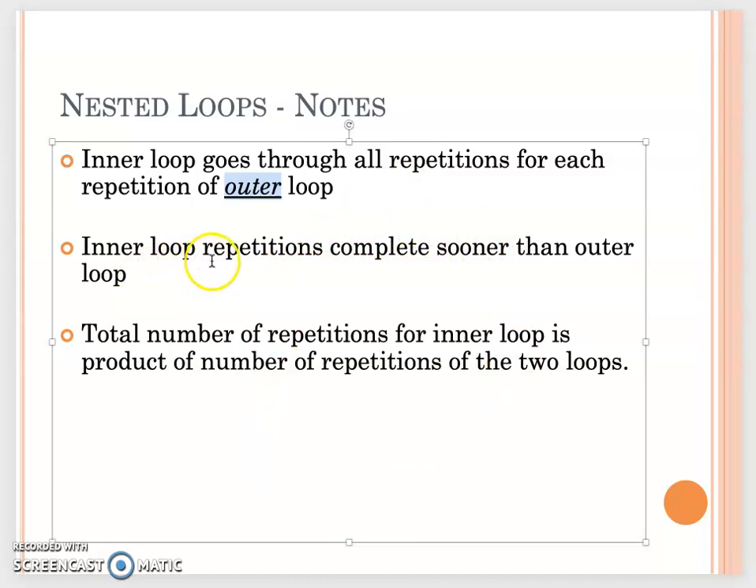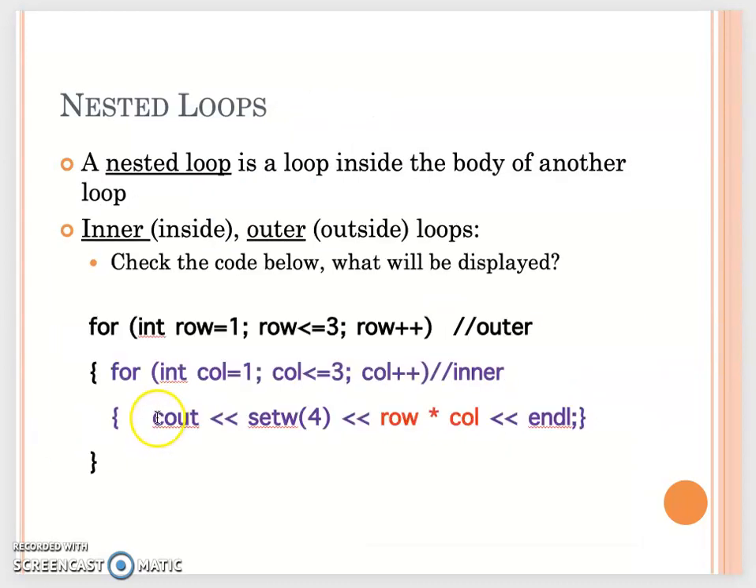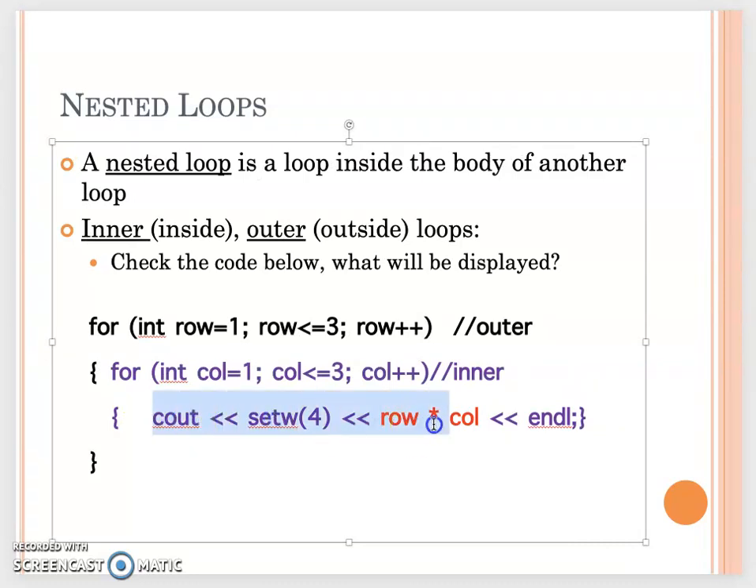So the inner loop repetition completes sooner than the outer loop. Also, of course, we need to finish the inner loop before we go to the outer loop. So the total number of repetitions for the inner loop is the product of the number of repetitions of the two loops. What does that mean? Let me ask you, how many times do we execute this line?